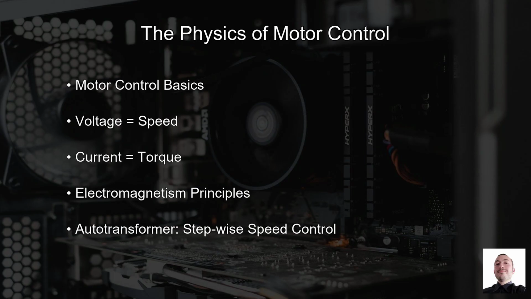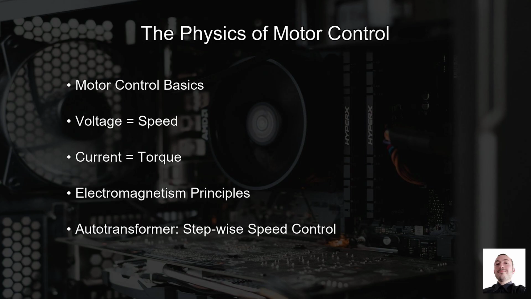Understanding the physics behind motor control is crucial for mastering automation systems. At its core, motor control is about manipulating electrical energy to produce mechanical motion. Imagine a motor as a complex dance between electrical and magnetic fields. When you apply voltage to a motor, you're essentially choreographing this dance. The current flowing through the motor's windings creates a magnetic field, which interacts with the magnetic field of the motor's rotor, causing it to spin.